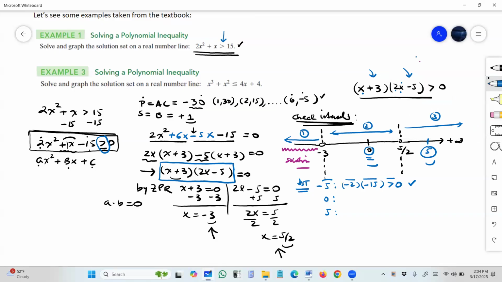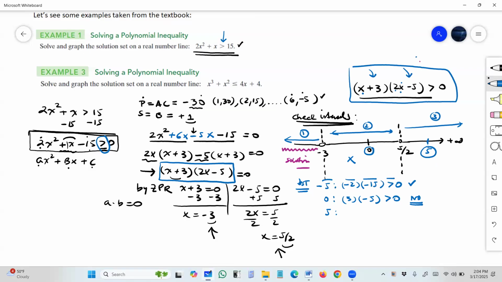I'm going to test this 0. So again, I'm going to use this to test. So 0 plus 3, obviously 3. 2 times 0, 0 minus 5, -5, greater than 0. So 3 times -5 is -15. Is -15 greater than 0? No. So this interval is not a solution. So I don't write it in.